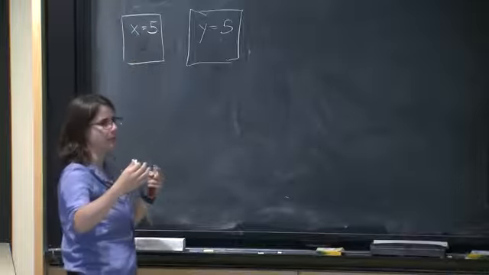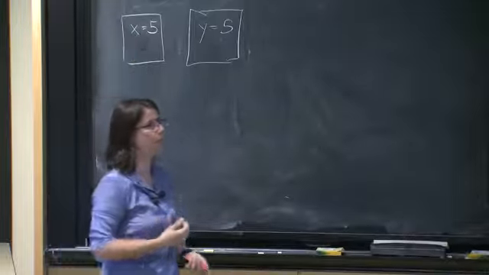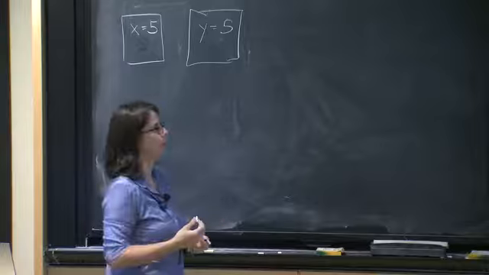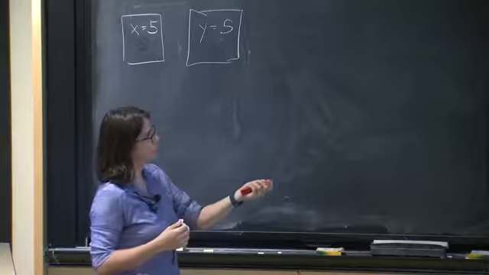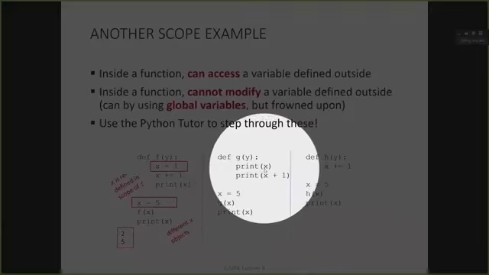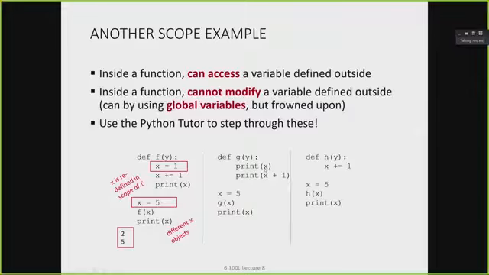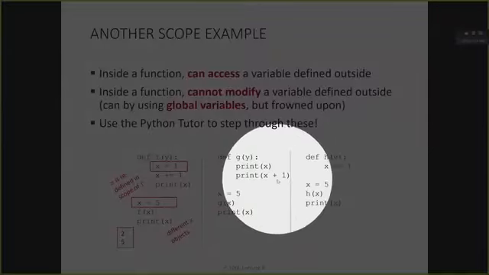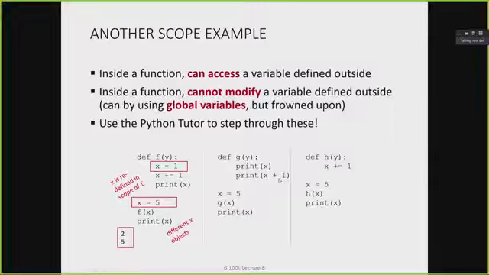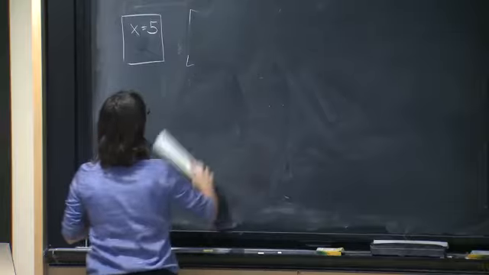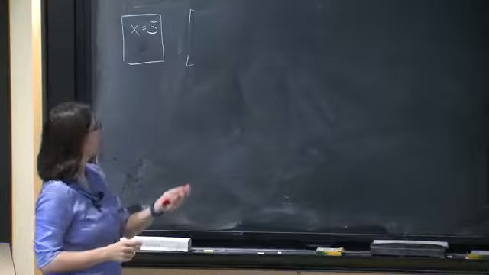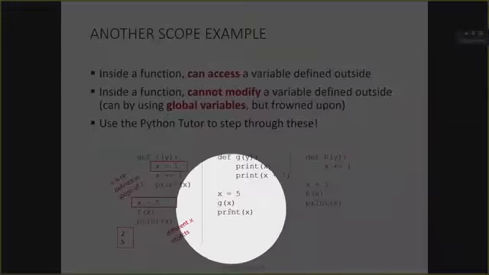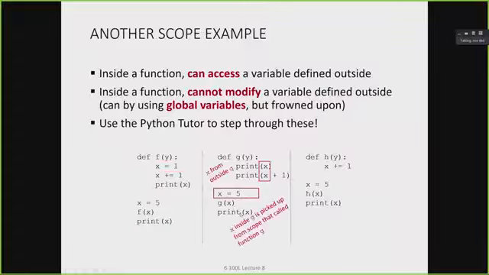And if that larger environment didn't have one, it would look further out and further out until it doesn't have an environment to look at. So g is going to print the value of x, which is 5. And then it's going to print x plus 1, which is 6. And then it's done. It returns None. As soon as it returns None, this scope goes away, and what we're left with is the global program. And we print x, which is still 5.